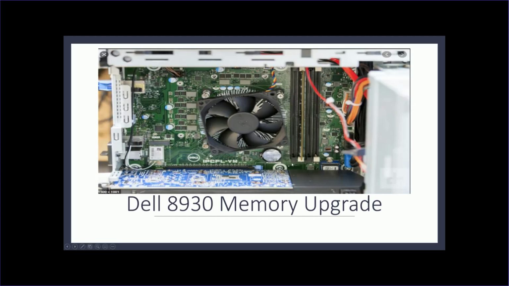Here is a clearer picture where you can see. Originally, my 16 gigabytes would be one here and the other one right here, one on white and that one on white. So my other two 16s would go into the one black slot and the other black slot.